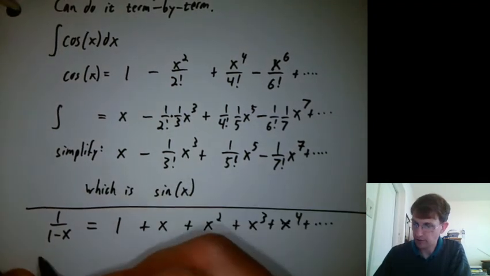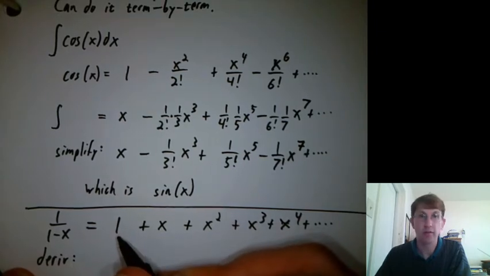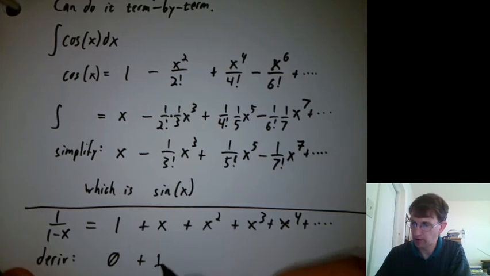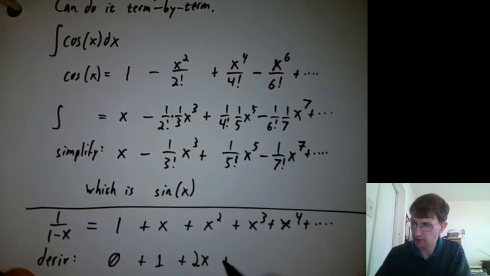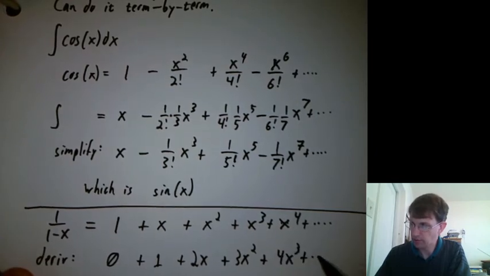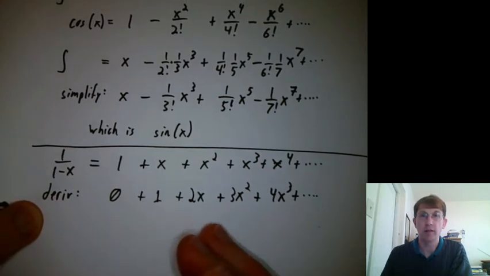Then let's take the derivative. What's the derivative of 1? It's 0. What's the derivative of x? It's 1. What's the derivative of x squared? 2x. Derivative of x cubed? 3x squared. Derivative of x to the fourth, 4x cubed, plus dot dot dot. Let's try writing that as a general term.